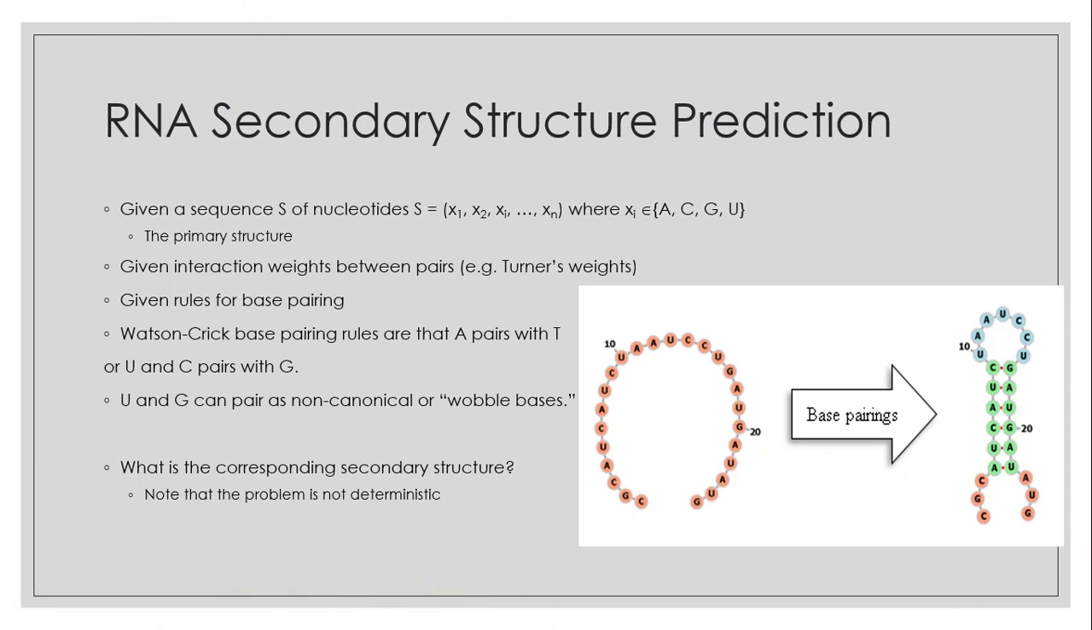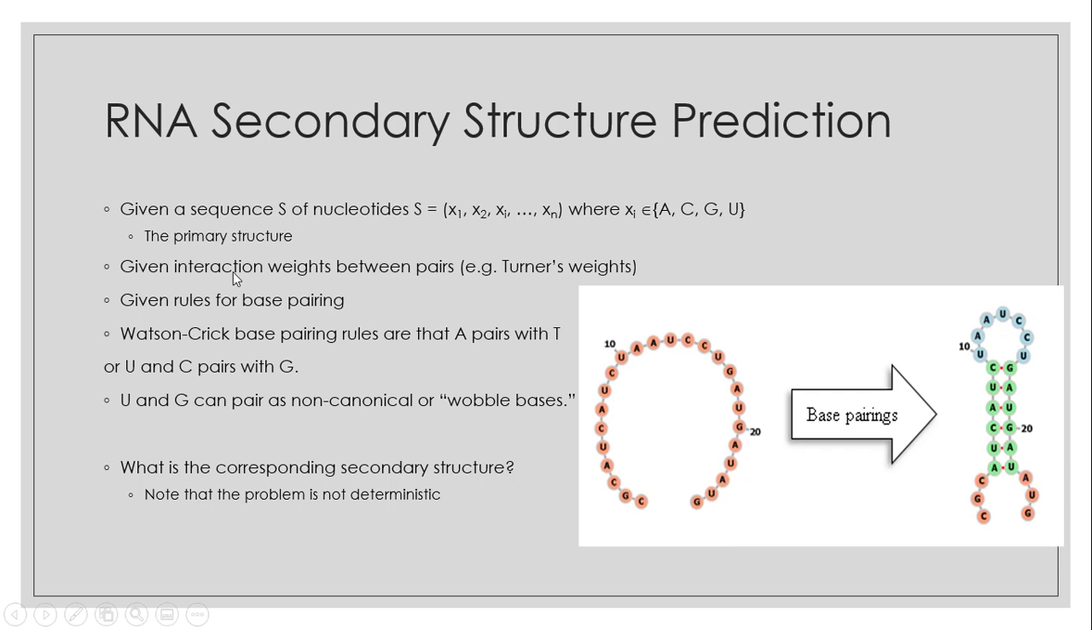Alright, so let's briefly discuss what the RNA secondary structure prediction problem entails. So we are given a sequence of nucleotides. These nucleotides are the bases A, C, G and U. For example, if you look at the figure on the left, this is the primary structure that is provided as an input. So you see a sequence of these bases C, G, C, A, U, C, A, U, and so on.